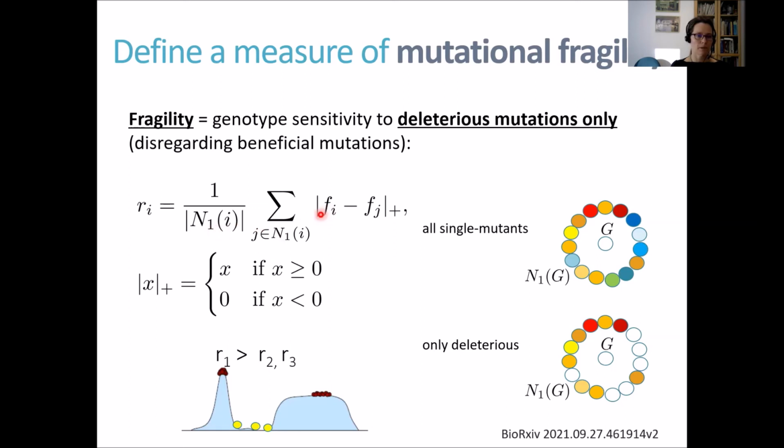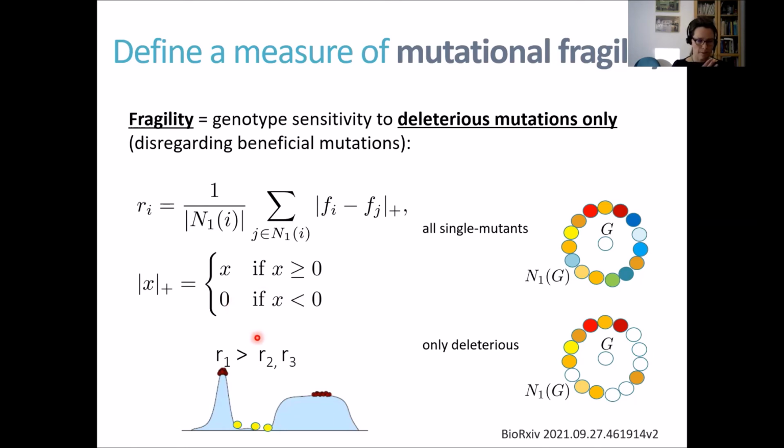It is simply the average of the fitness difference between the genotypes. So our focal genotype is I, and the J's are all the single mutants. And we take this only if Fi is bigger than Fj, namely this is a deleterious mutant. And otherwise, if Fj is larger than Fi, this is a beneficial mutant, then we take 0 here. Okay, so this is the definition of the measure.